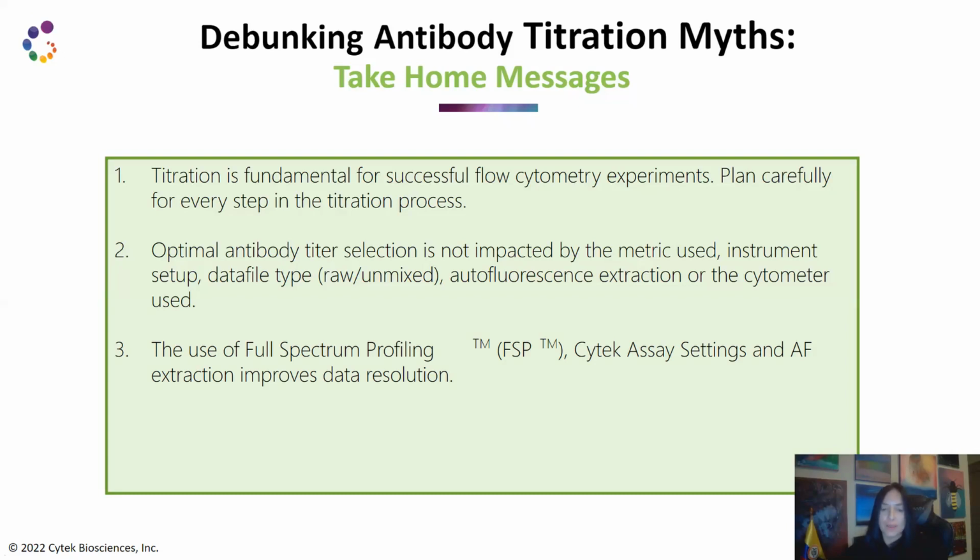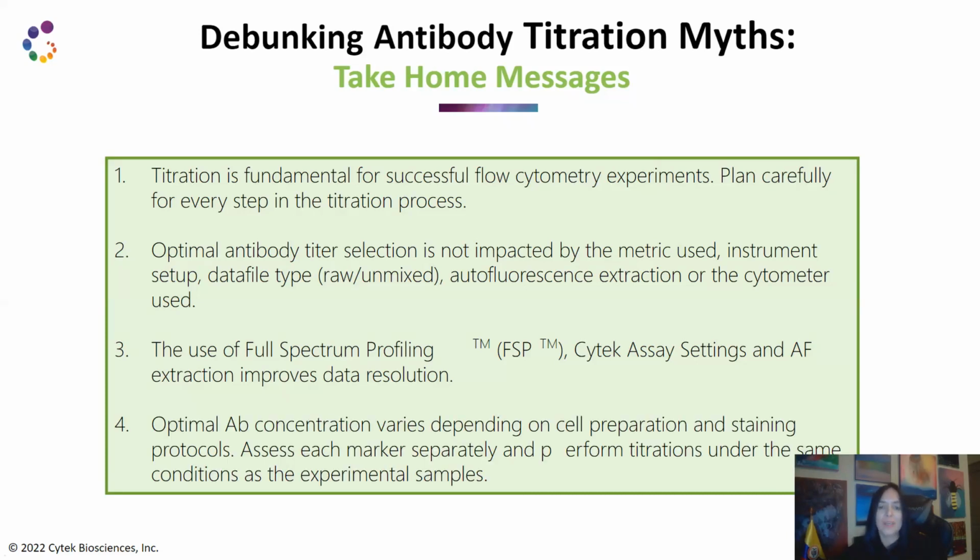Important to emphasize something that we already knew, but part of the conclusions, that the use of full spectrum profiling, or the Aurora, Northern Lights systems, Cytek assay settings, and autofluorescence extraction definitely have an impact on having better resolution of your data, easier separation. And finally, the optimal antibody concentration depends highly on your cells. So anything that goes in your cells in terms of cell preparation, staining protocol, you want to assess for every marker separately and define what the best conditions are to get good resolution as well.